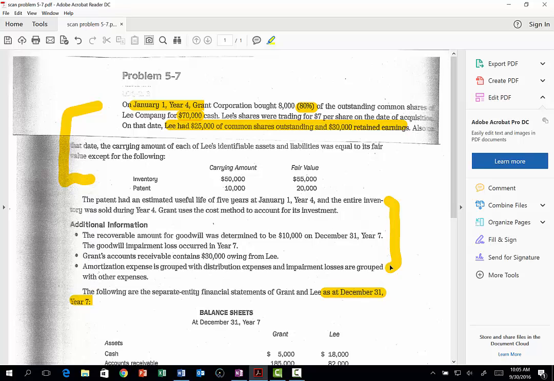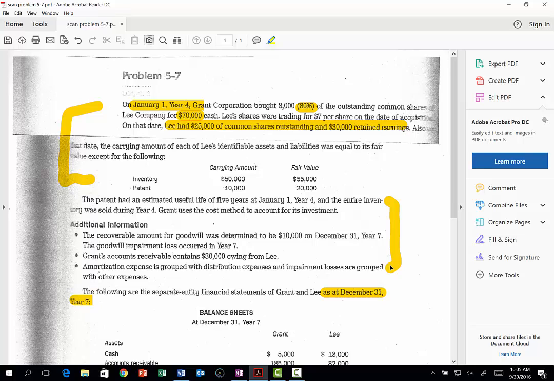Okay, talks about the patent had a useful life of 5 years. We'll need that for step 2 for our AD amortization schedule. And the entire inventory was sold during year 4. You would actually assume that even if you were not told that. We also see that the recoverable amount for goodwill was determined to be $10,000 on December 31st, year 7. So what that means is that we may have likely an impairment loss in year 7.